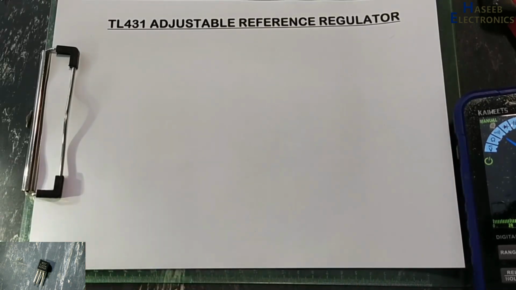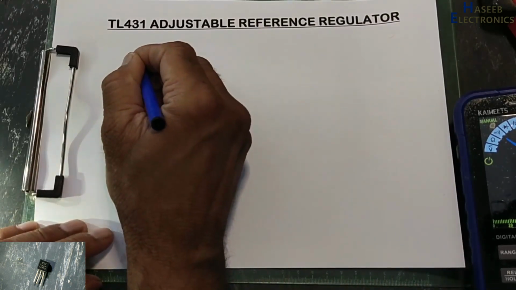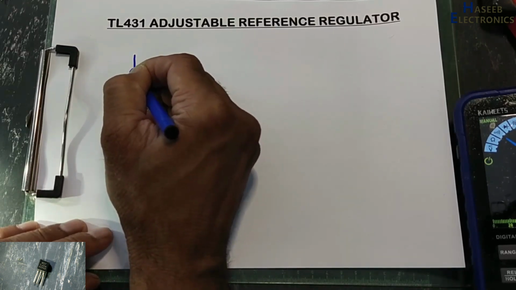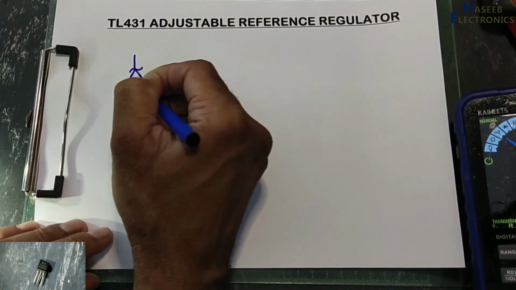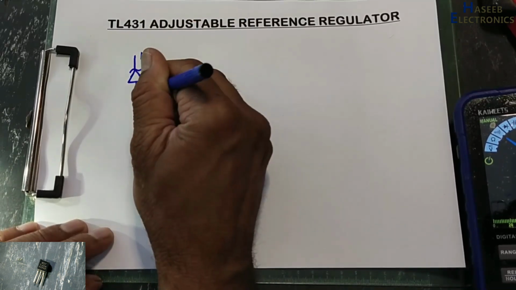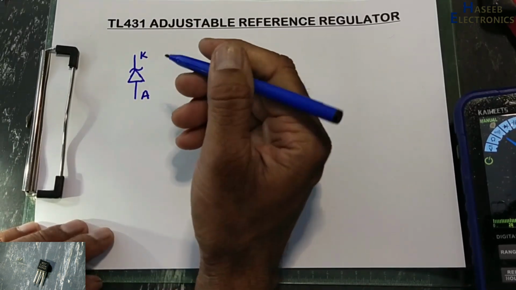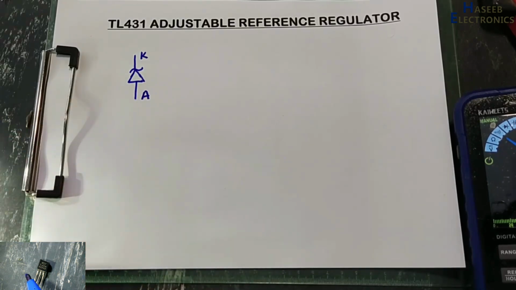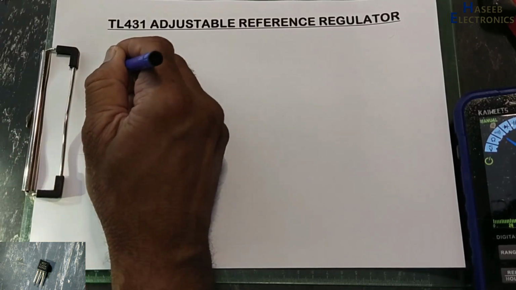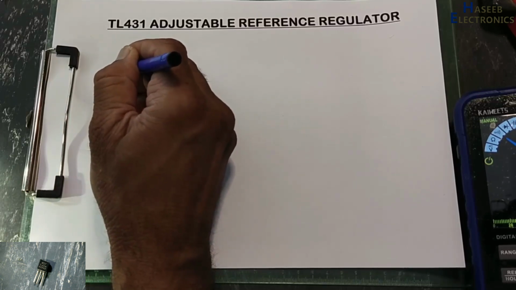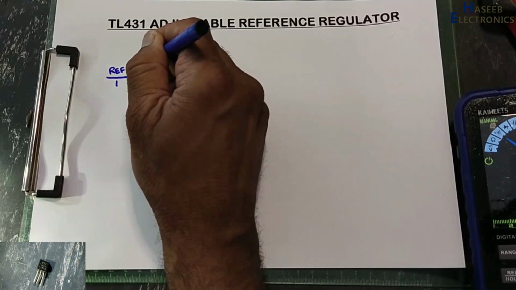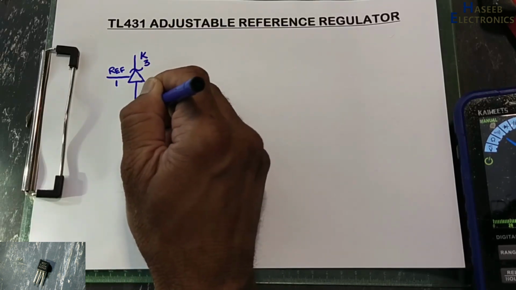If we see its symbol, it is very close to a zener regulator, zener diode. Cathode, anode. But here is a third pin, that is the reference pin. It is pin number 1, cathode pin number 3, anode pin number 2.